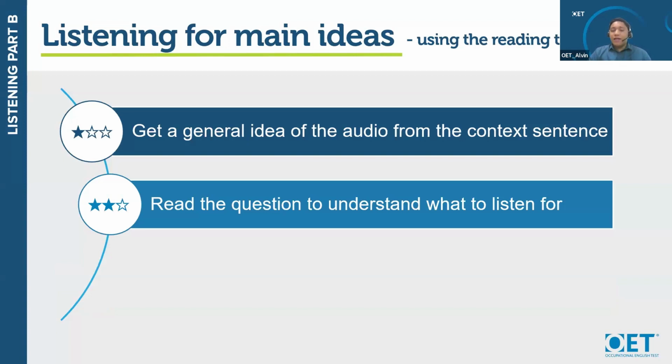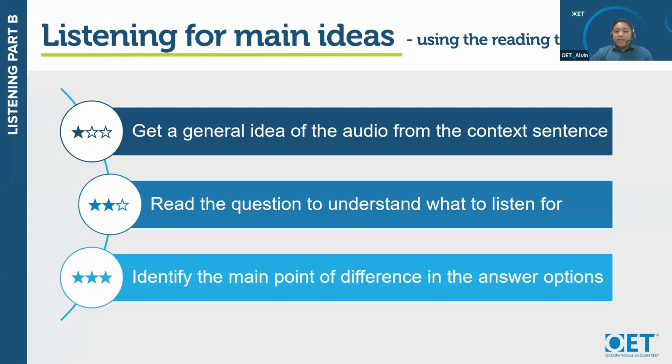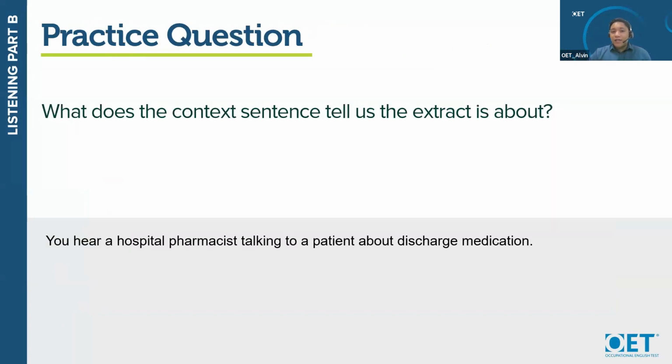Number one, get a general idea of the audio from the context sentence. I told you earlier, the context sentence starts with 'You are a blank' and so on and so forth, right? You are a doctor in a hospital who, so on and so forth. Or you have a patient who, so on and so forth. Number two, read a question to understand what to listen for. And number three, identify the main point of difference in the answer options. If you remember, there are A, B, and C options. So it's important that you know what's the difference with A, B, and C, so you can easily answer the question.